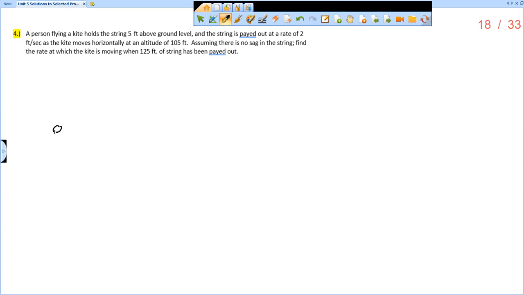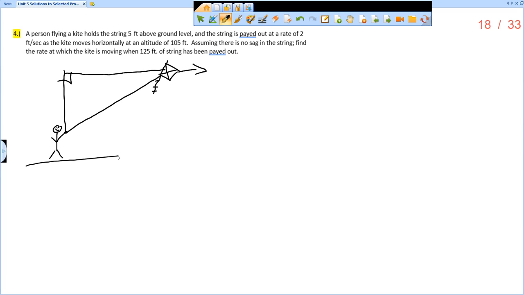All right, so you've got this person standing here holding a string to a kite. The kite is up here somewhere, and the kite is being blown horizontally. Now, what you want to realize is that this just makes up a right triangle. It's flying horizontally, so horizontal would be parallel to the ground.